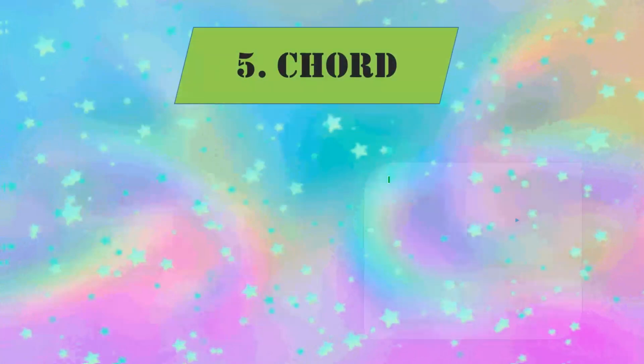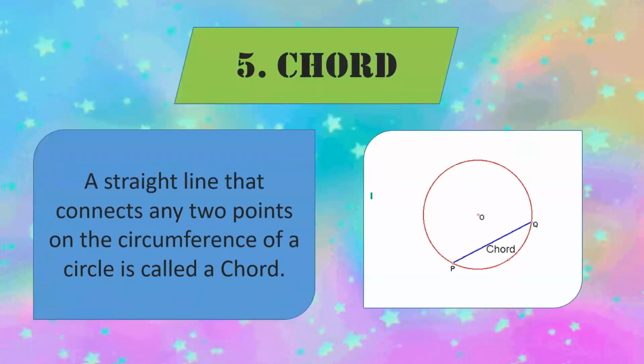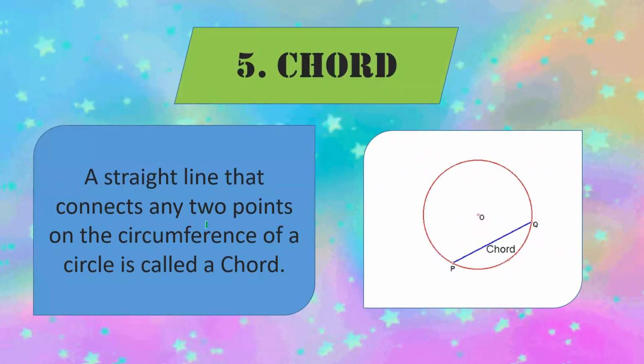Next part of the circle is chord. A straight line that connects any 2 points on the circumference of a circle is called a chord. Now see the difference between diameter and chord. What is a chord? The line segment that connects any 2 points on the circumference. This is point P, this is point Q. They have joined a line, but it doesn't have the condition to pass through the center.